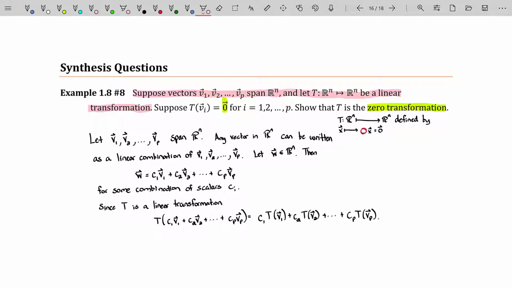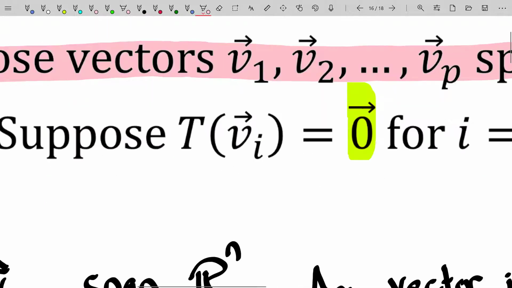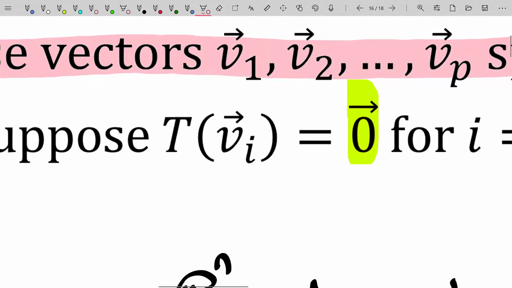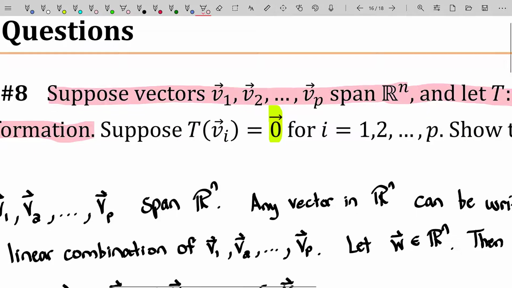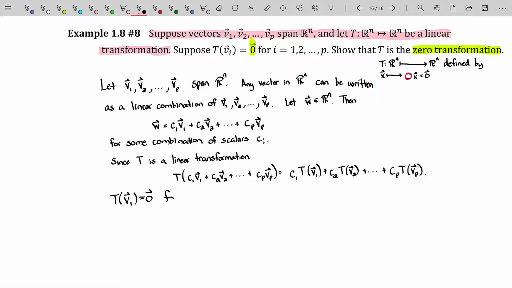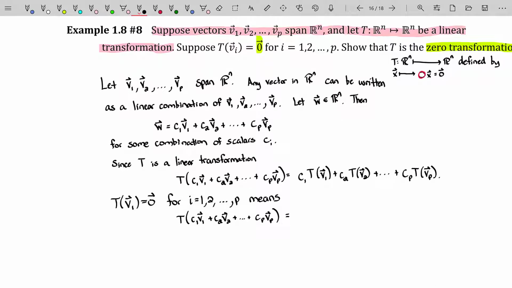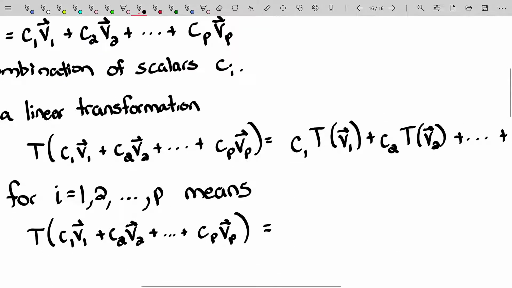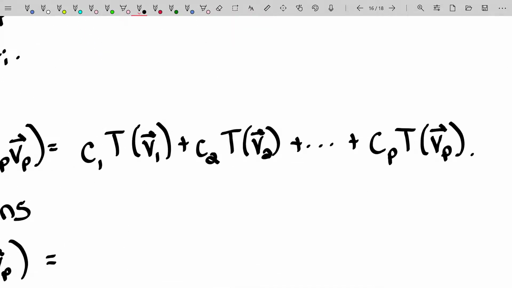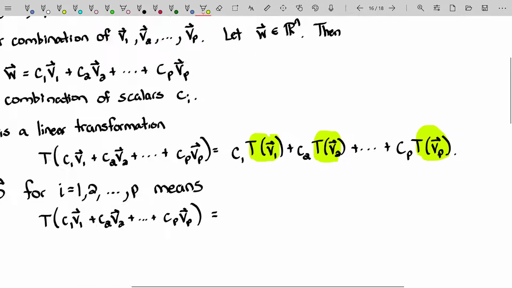We're almost there. Now we're going to suppose that wherever we see a transformation of those vectors v, it just turns into 0, for i equals 1 through p. So I'll go ahead and write that down. The transformation of any of those vectors v sub i being 0 for i equals 1 through p means that the transformation of the sum of the scalar multiples of the vectors, which we have just used the property that it's the sum of the scalar multiples of the transformations of those vectors, well, all of those transformations are going to turn into 0 vectors.